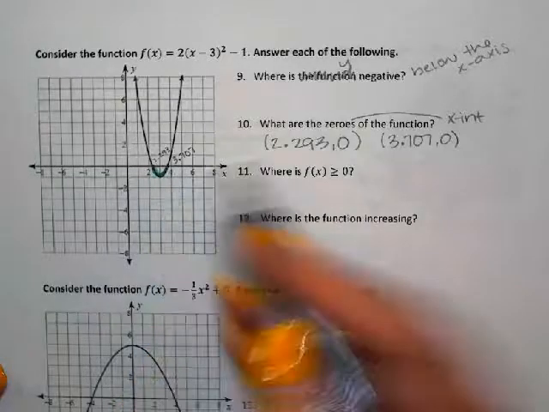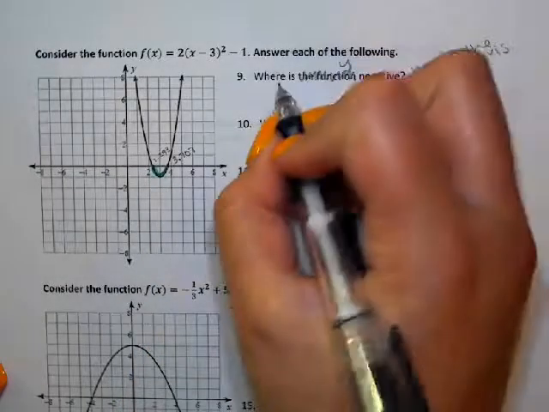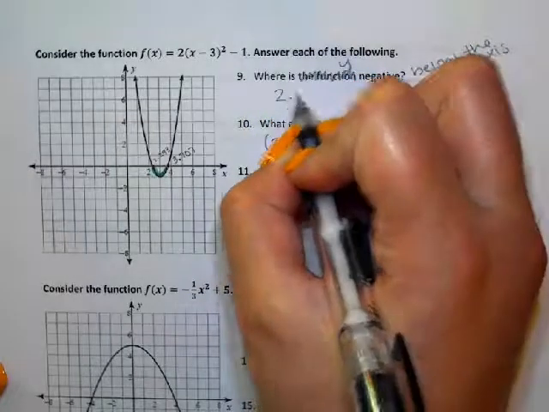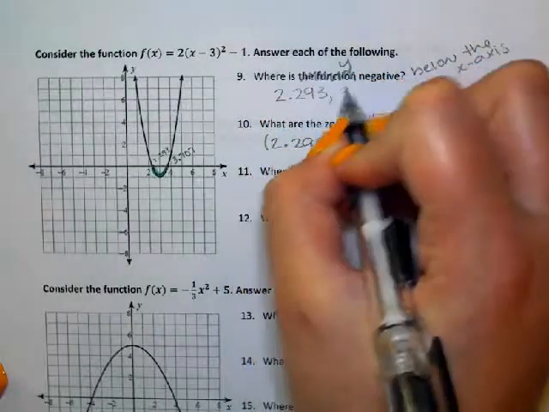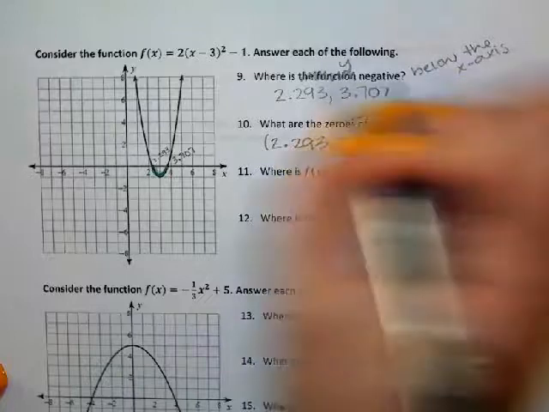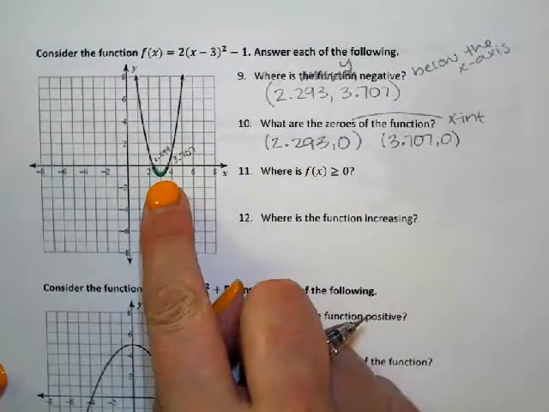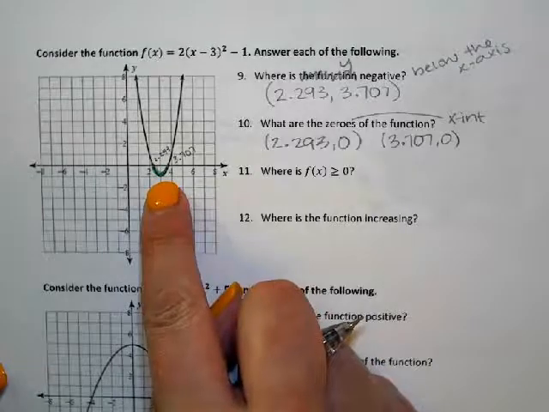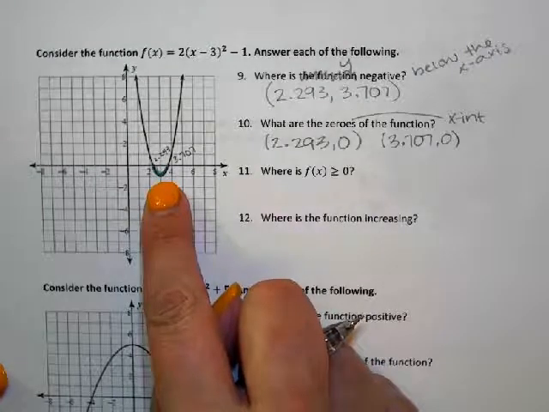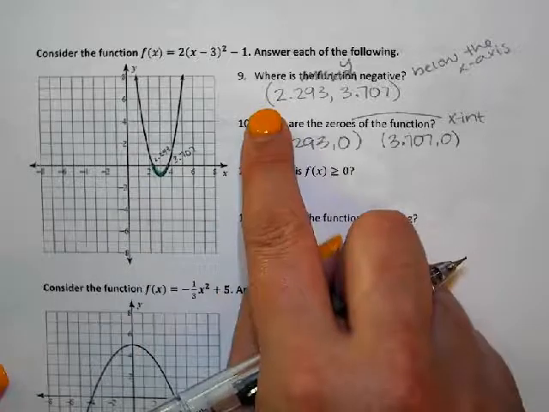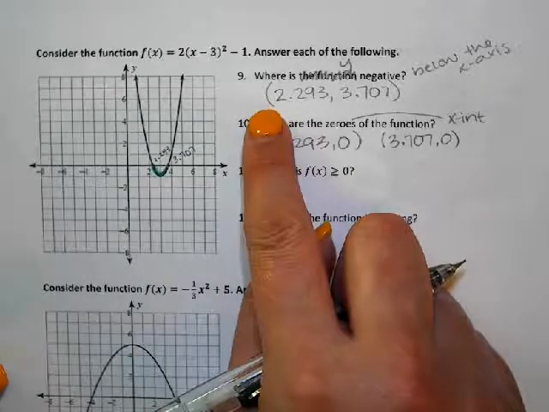So I'm going to say on the interval between 2.293 to 3.707, I'm going to use parentheses because I'm not including the numbers, because the numbers are 0 there, which is not negative. So parentheses, not brackets. Yes?